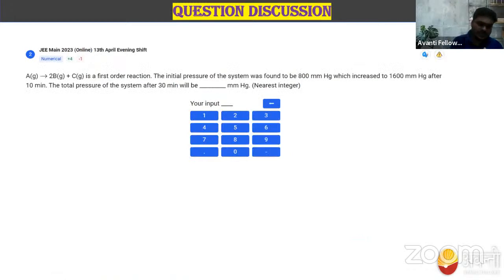Now this is also a very important question. Everyone quickly look at this once, how will you solve it? So 2A gives us B plus C is a first order reaction. The initial pressure of the system was found to be 800 mm Hg, which increased to 1600 mm of Hg after 10 minutes. So you have to calculate the total pressure of the system after 30 minutes, right? So what will be the total pressure of the system after 30 minutes? You need to calculate this value.